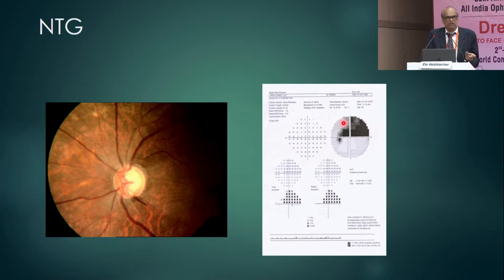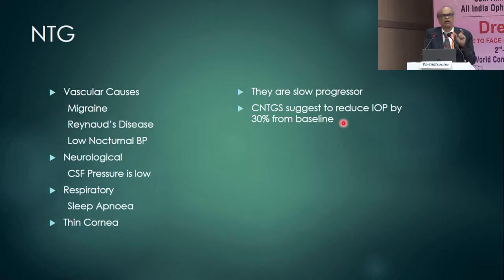The normal tension glaucoma study suggests that the pressure has to go down by around 30% from the baseline. That is the objective. If your patient has a pressure of 12 millimeters of mercury, then the target should be 9. But the good thing with normal tension glaucoma is that these patients are very slow progressors. That is one important thing. So obviously you have lots of breathing space.